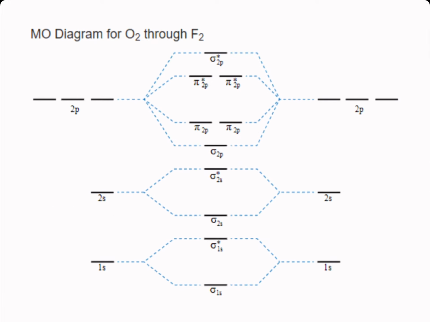This is the diagram or the filling up order for atoms between oxygen and fluorine. If you notice, there's a slight difference at this energy level. We still do the same thing. The first atom's electron orbital diagram goes on the left. The second atom's electron orbital diagram goes on the right. And the middle will describe the bonding between the two atoms.